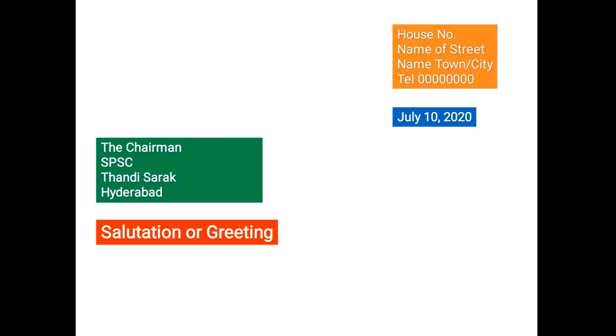Viewers, the fourth step for writing a letter is the salutation or greeting. Now you can see on the screen that it is just below the address of the receiver. Again, if you look at the screen, I have highlighted the salutation or greeting. This is the fourth step for writing a letter.